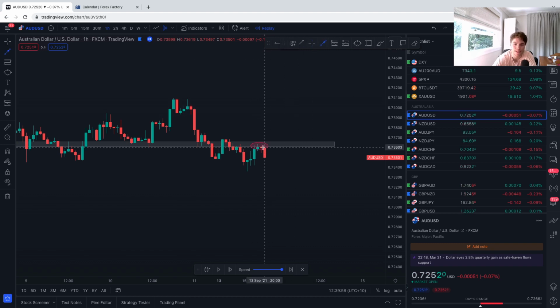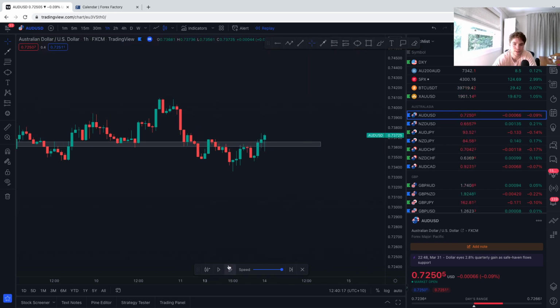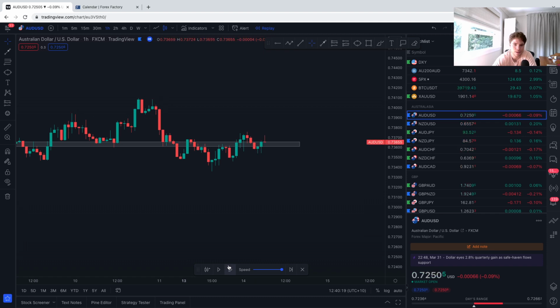The whole point of wicks is to show the buyers are trying to take control and the sellers are pushing them back. With small wicks like this, you might as well not even have a wick, because it's just market movement. You need to see that actual rejection. They're called wick rejections for a reason. Let's see. If we miss out, it's not the end of the world.